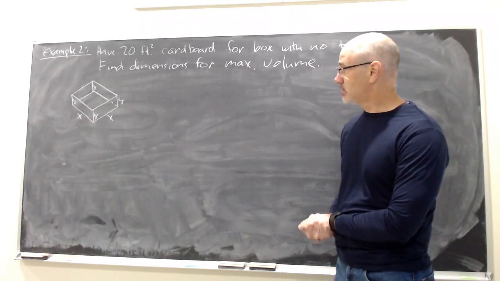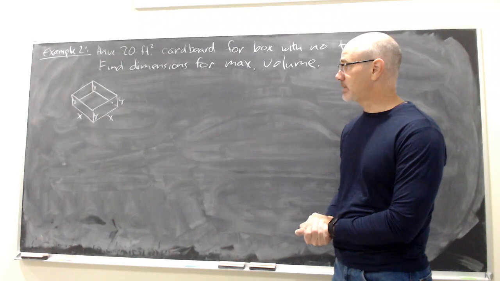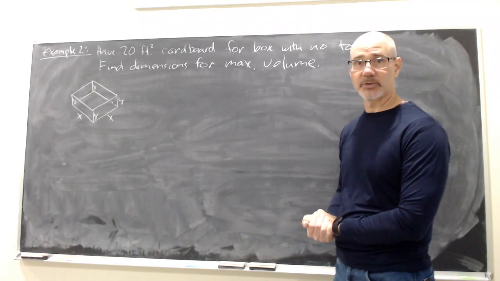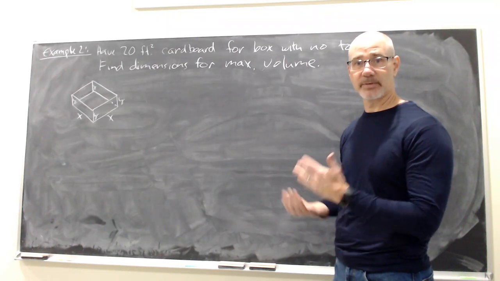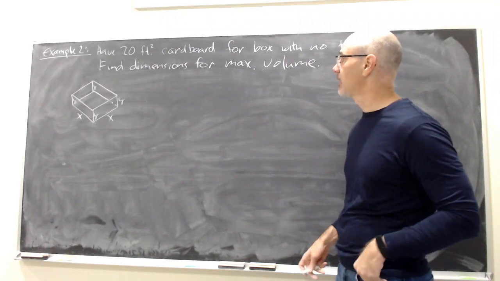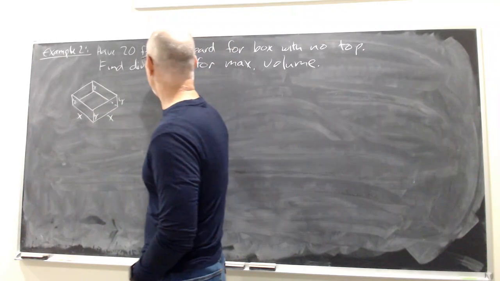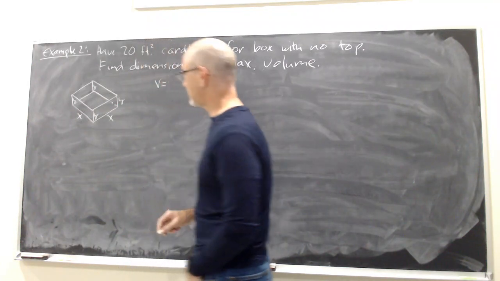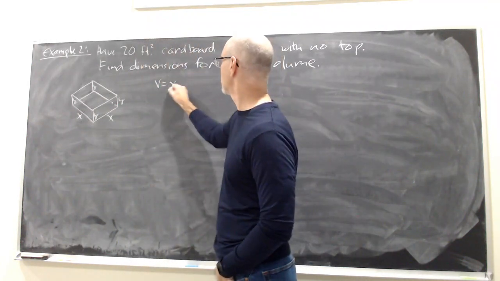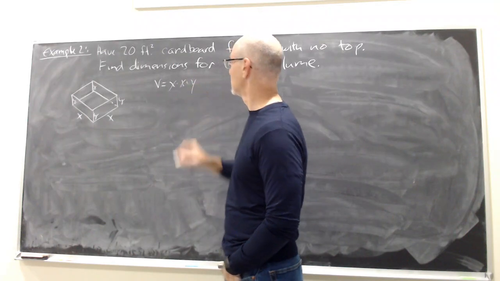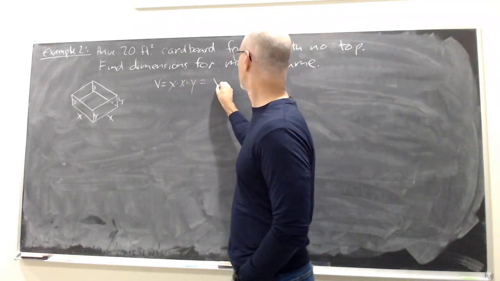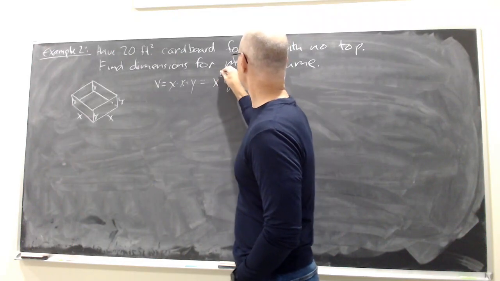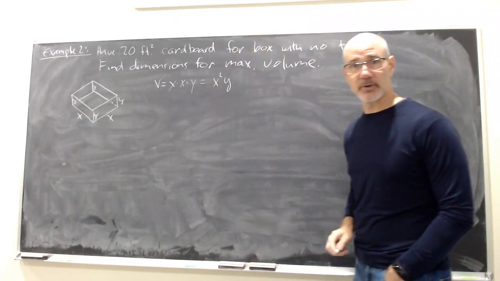Okay, so in this one, I think it's easier to start with the target. We're trying to maximize the volume of the box we can make with the supply of cardboard that we have. So the volume of a rectangular box is length times width times height. So that's x times x times y, or x squared y. Right? That's our volume.